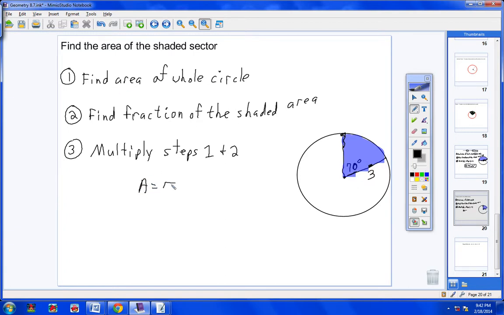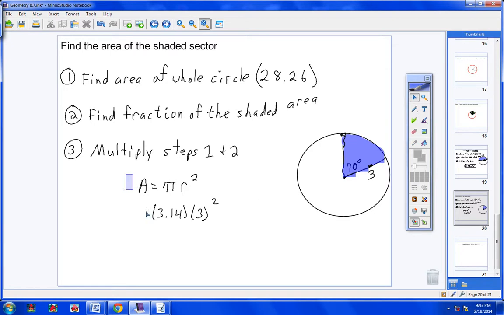I'm going to go pretty fast now. We should know how to do this. Area of a circle is pi r squared. So for pi, I'm going to substitute 3.14. My radius is 3, so 3 squared. Well, 3 squared is 9, and 9 times 3.14 is 28.26. So the area of the entire circle is 28.26, and I'll put that right up here.